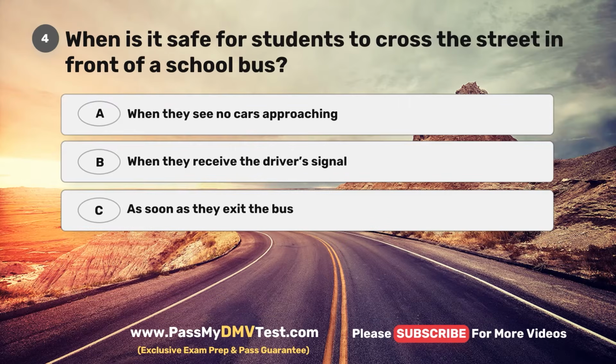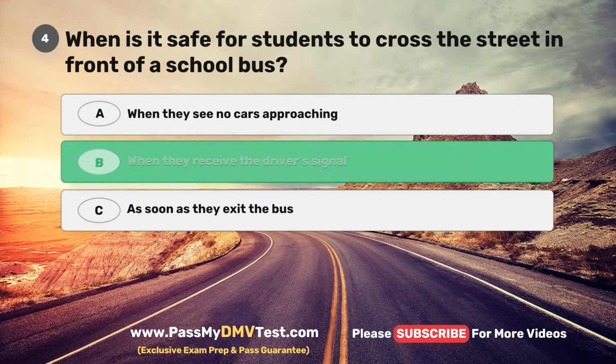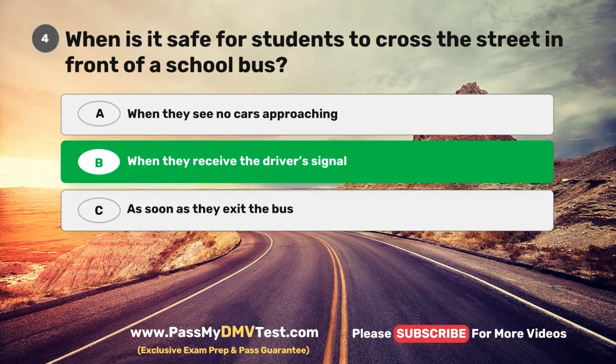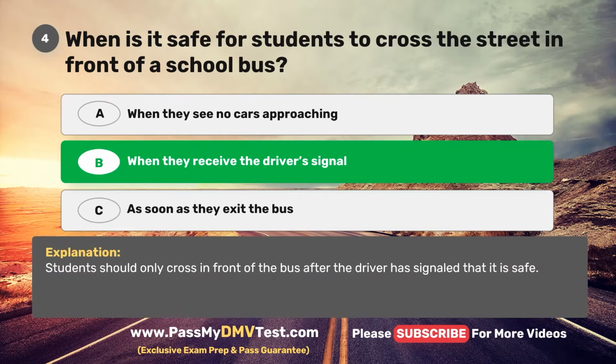Question 4. When is it safe for students to cross the street in front of a school bus? A. When they see no cars approaching. B. When they receive the driver's signal. C. As soon as they exit the bus. The correct answer is B. When they receive the driver's signal. Students should only cross in front of the bus after the driver has signaled that it is safe.